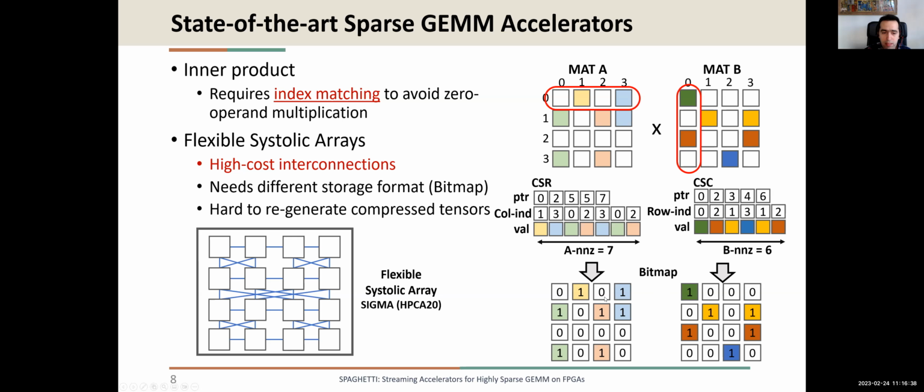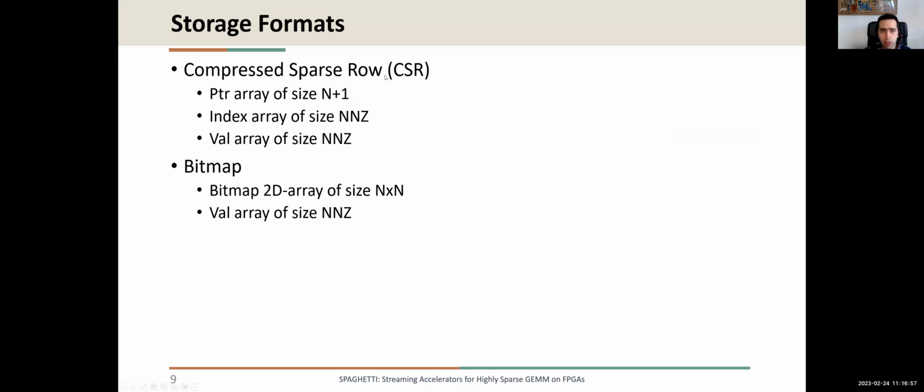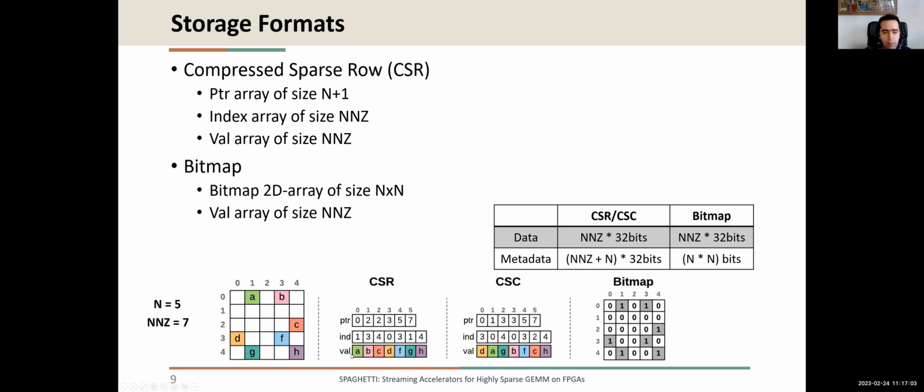In this case, we have to convert everything to bitmap, and then we have to convert the output matrix back to CSR or CSC before writing the result back into memory. But what is the problem with bitmap? As I mentioned, for compressed sparse row CSR or CSC, let's say that nnz is the number of non-zero elements. So we have a value array of size nnz, and an index array again of size nnz, and a pointer array of size n plus 1.